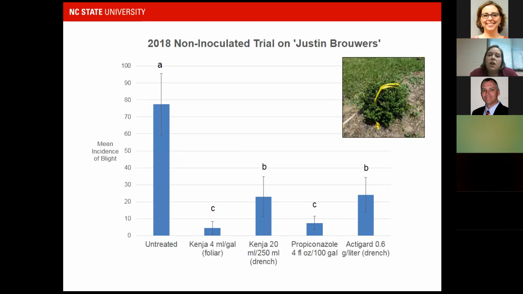And then we also did this same trial at a grower site. So these are on the potted plants, and we didn't inoculate this. It just had natural inoculum. And so here we saw kind of similar trends, that we still had a fair amount of disease. So the Kenja as a drench and the Actigard as a drench still had less disease than the untreated control. And then Kenja and propiconazole as foliar applications help manage the disease.